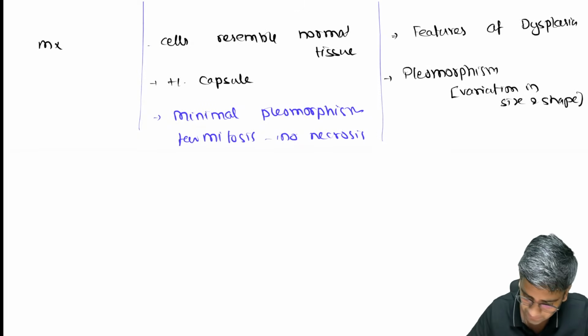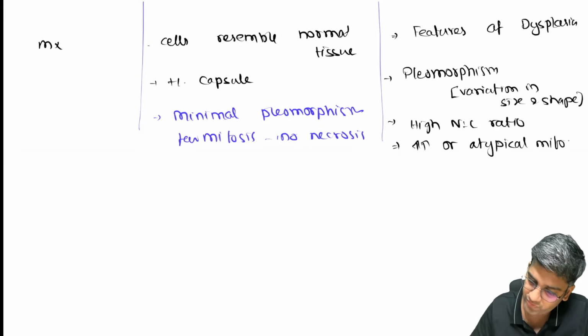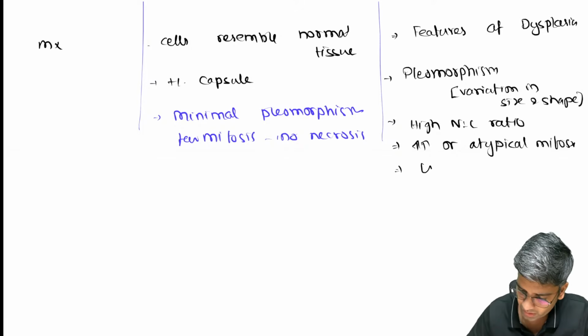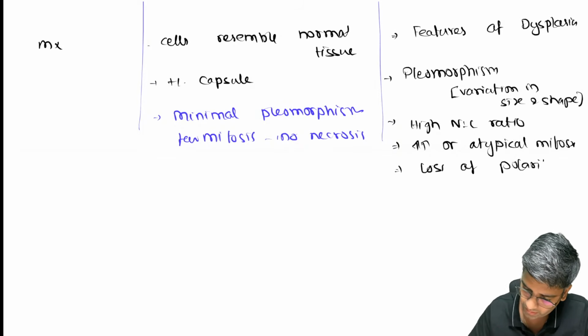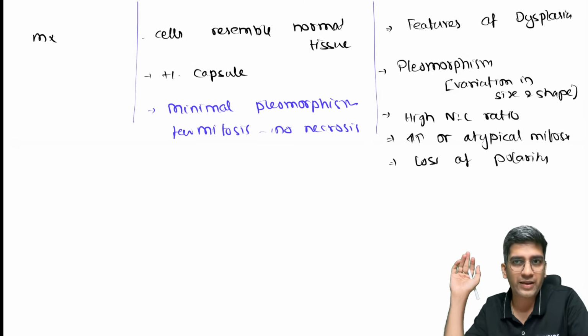So pleomorphism, they will have high NC ratio. They will have increase in mitosis or atypical mitosis. We won't forget these 4 words, right? And they will have loss of polarity. Okay, simple. So I know what the features for malignancy are, right?